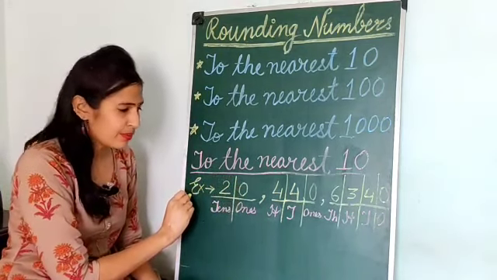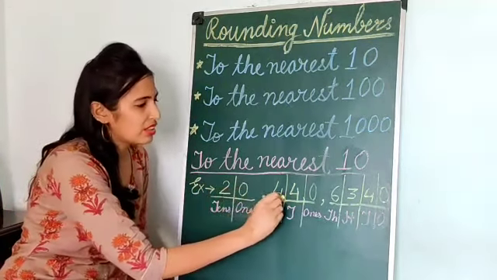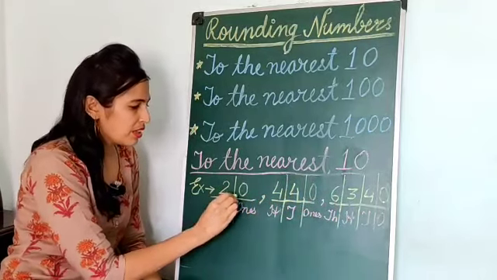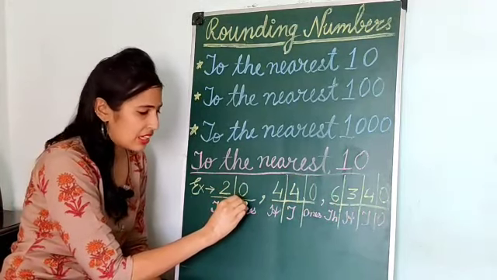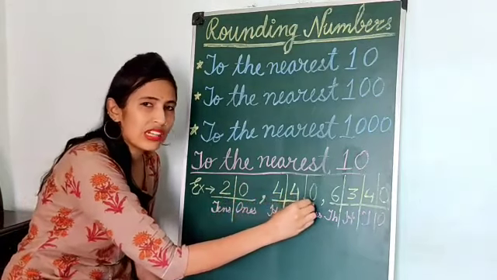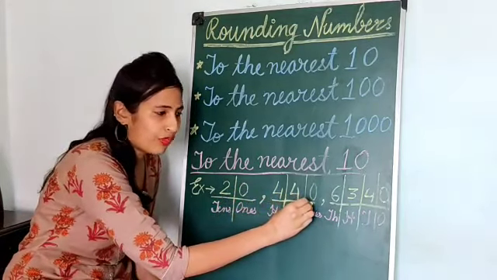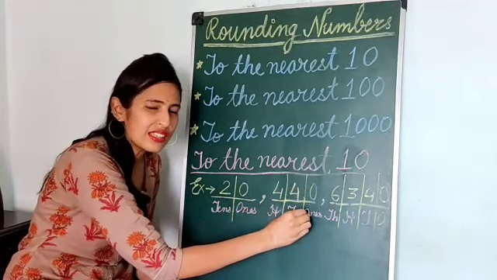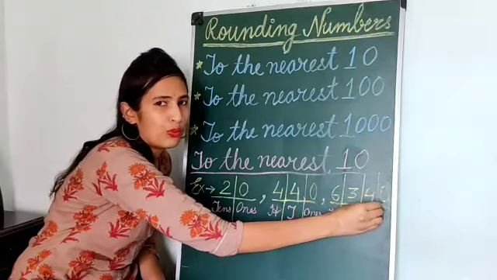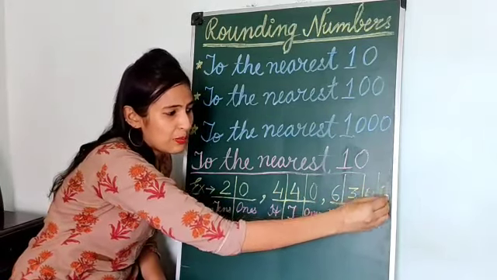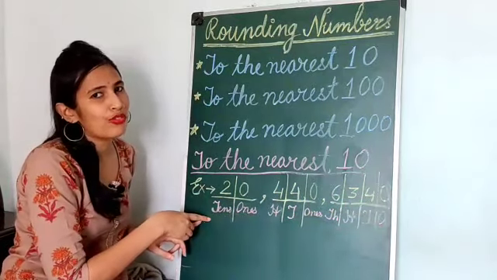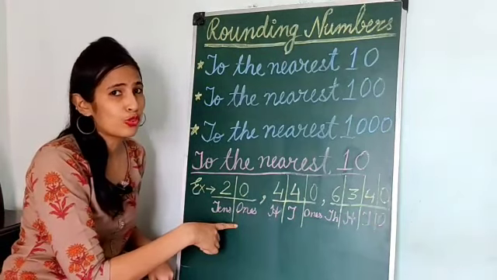Let's take an example. We have a 2-digit number, a 3-digit number and a 4-digit number. In the 2-digit number 20, the ones place has 0. In the 3-digit number 440, the ones place has 0. In the 4-digit number 6340, the ones place also has 0. So these numbers are already rounded off to the nearest 10. Let's see how to do this.